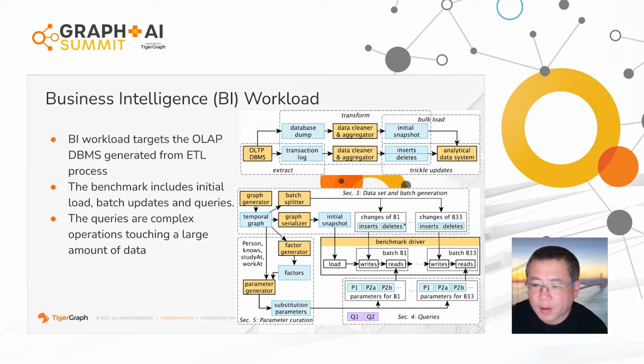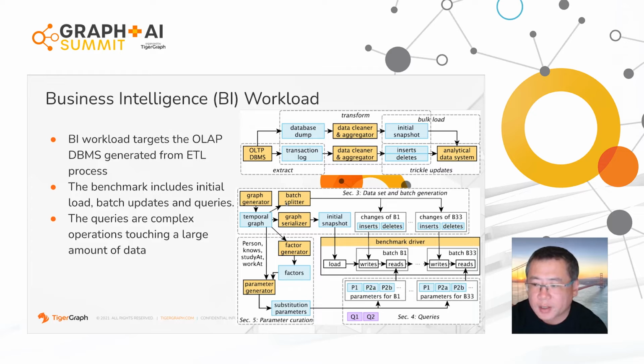The top part of this driver includes data set generation and batch insertion and deletion generation. It starts from a graph raw data generator, which can generate a temporal graph. Temporal graph means some of the graph elements have timestamps. While you generate the temporal graph, it is forked into two batches.